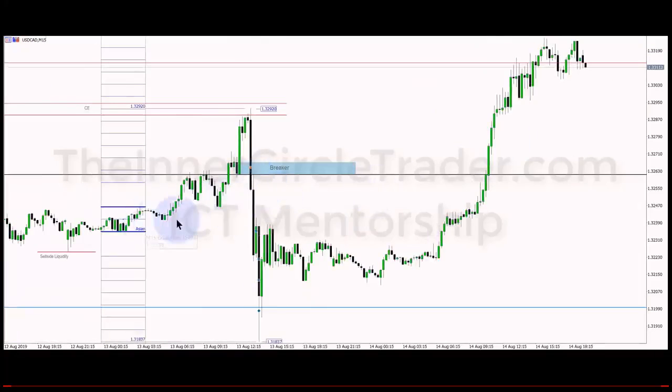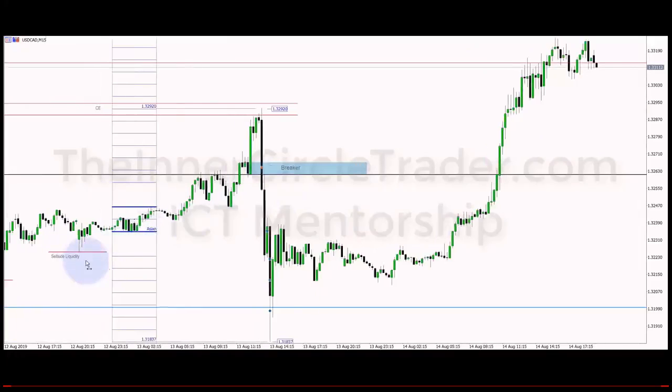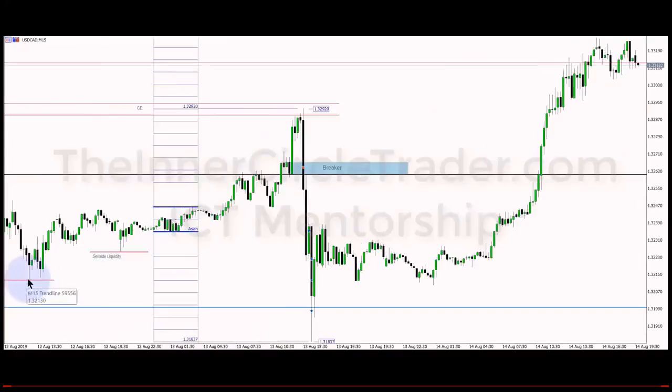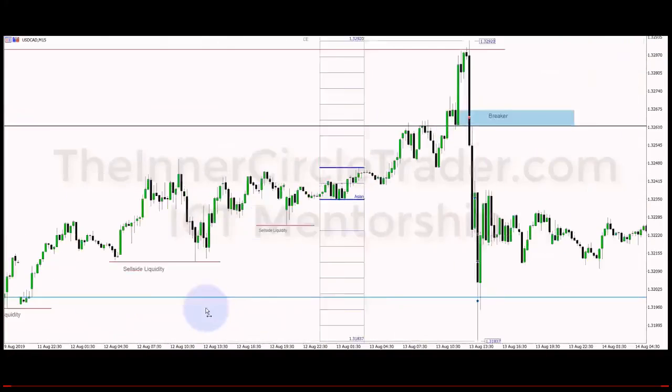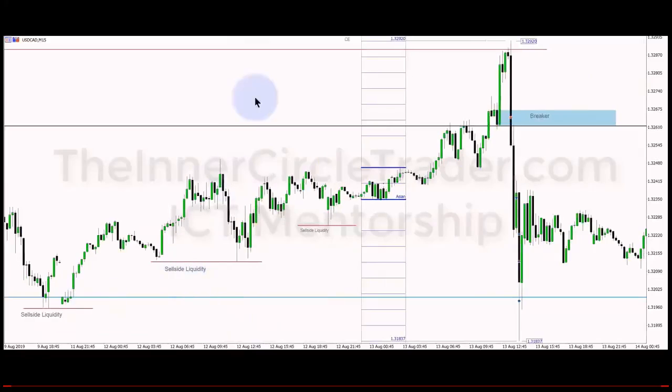Liquidity pool, rejection block. Right here, lowest down close. And every relative equal low. Every point at which I exited and took partials was relative to these price points. So I was pairing liquidity.